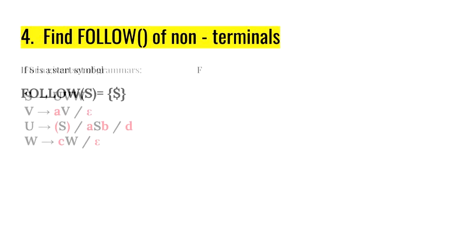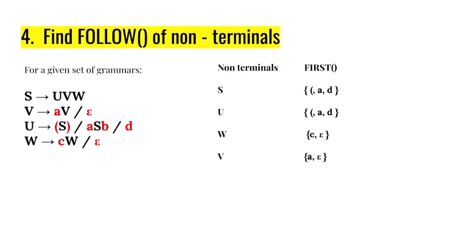Again, we take the same example. We already wrote the first of all the non-terminals. We have to find follow of non-terminals now. So pay close attention. To find the follow of S, we will not focus on the production of S, that is S derives UVW. Rather, we will look at a production where S appears on the right hand side. The production of U contains S, where S has two occurrences, that is open bracket S close bracket and ASB.